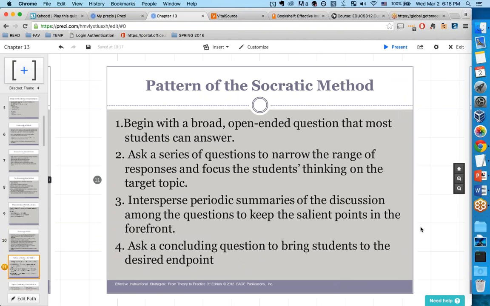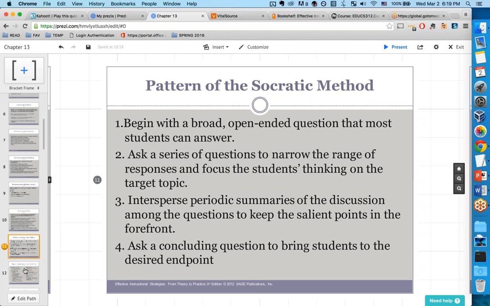So how do you follow the Socratic method? Basically, you begin with a broad, open-ended question that most students can answer. And then you ask a series of questions to narrow the range of responses to focus the students' attention or thinking on a specific topic. And then you make periodic summaries of the discussion items. You summarize the points, and the important points are laid out. And then you ask a concluding question to bring students to the desired endpoint.